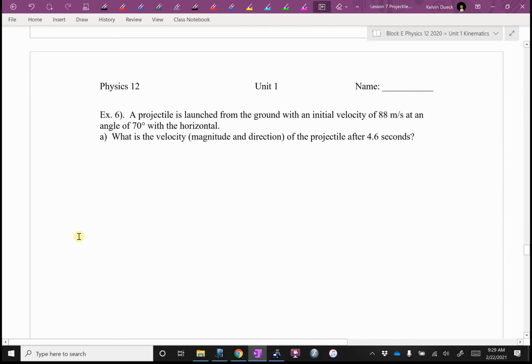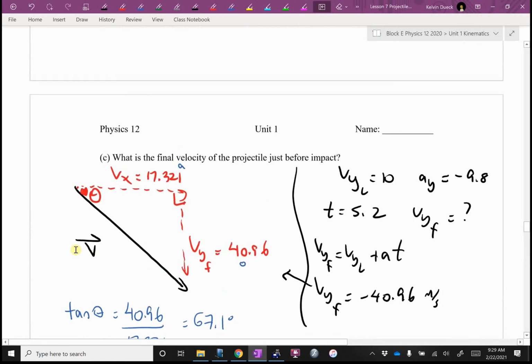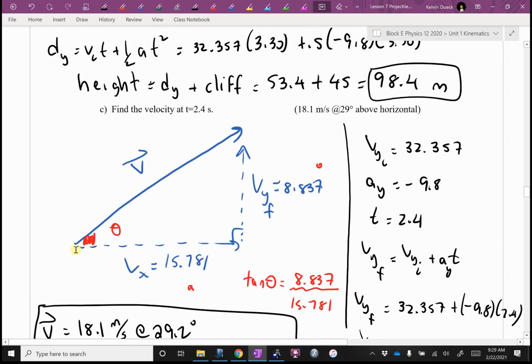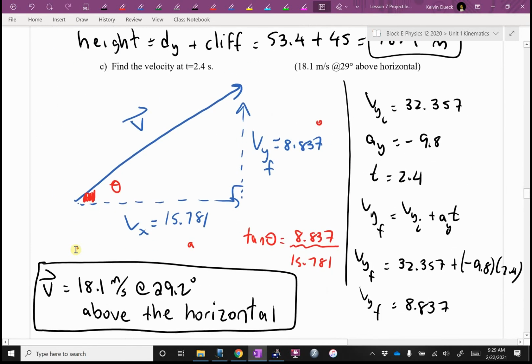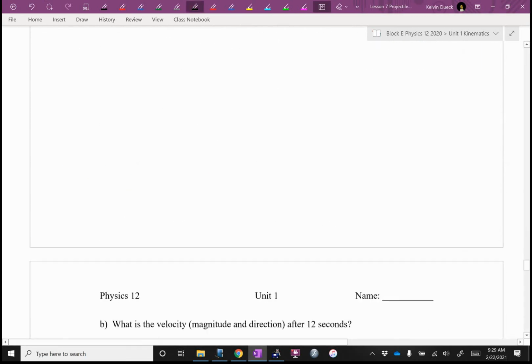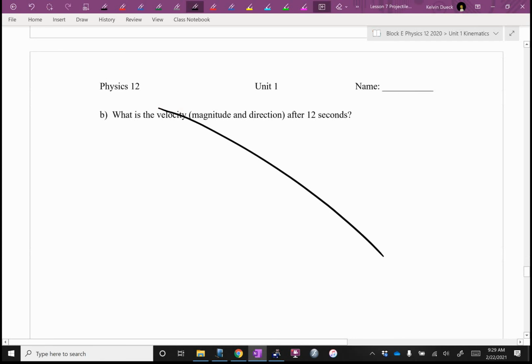Example 6. What does A want me to find? Alex, what does 6A want me to find? It wants me to find the slanty velocity when they gave me a time. Did we just find the slanty velocity when they gave me a time? And have we done that also earlier? We found the slanty velocity when they gave me a time? Then I'm going to skip example 6A. And I'm going to skip example 6B.